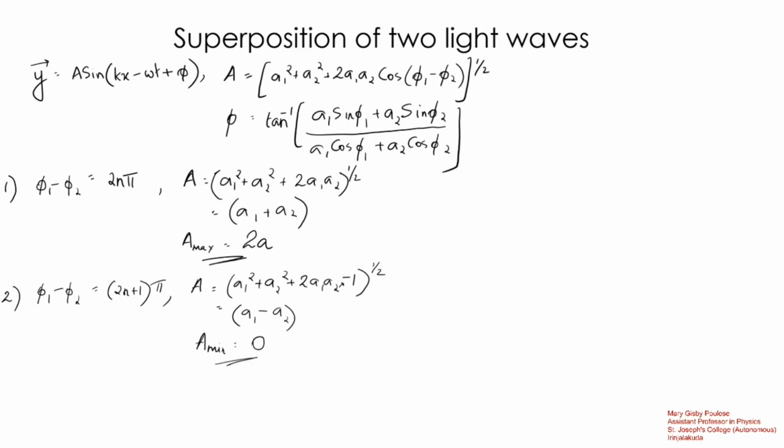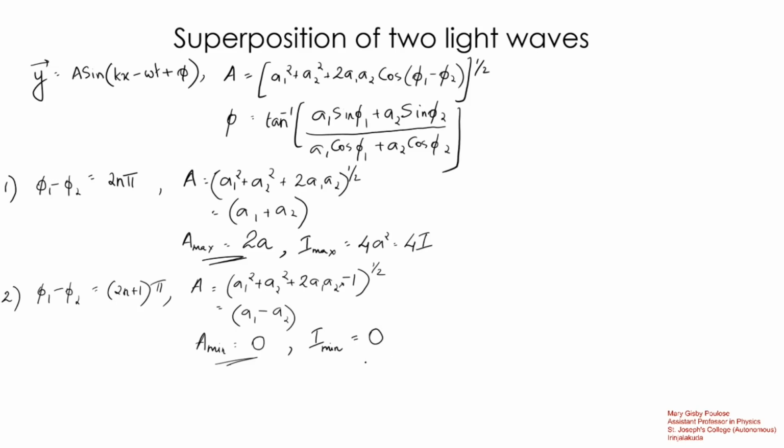Now in terms of the intensities of light, how can I write it? Here, intensity max will be the square of the amplitude. That is, I get 4 times a square, that is 4 times I. Now, for destructive interference, I get the least possible intensity. So I can write I minimum is equal to the square, that is 0.